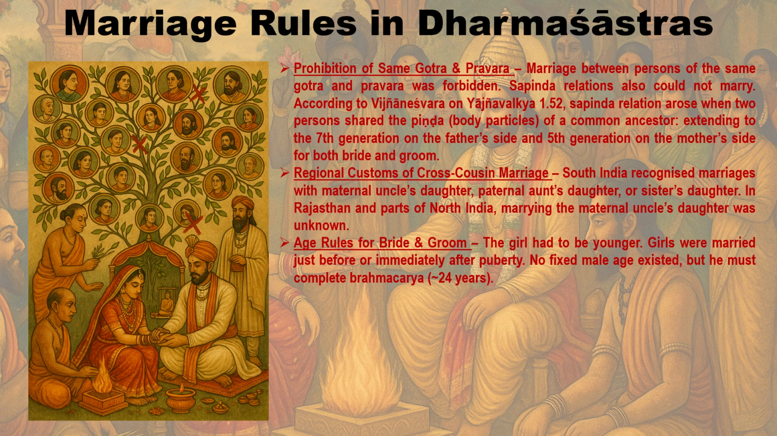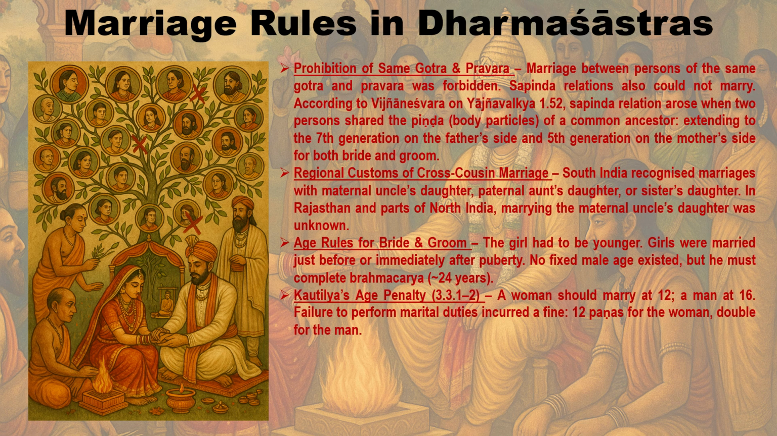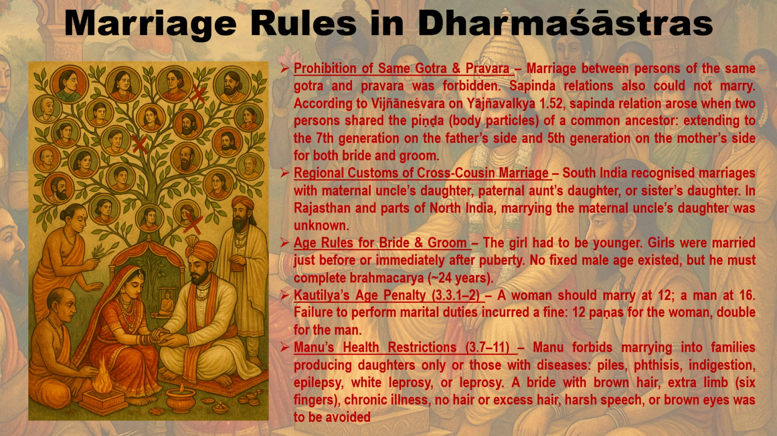No fixed male age existed, but he must complete brahmacharya, which was approximately 24 years of age. A woman should marry at 12, a man at 16, as has been stated by Kautilya. Failure to perform marital duties incurred a fine, 12 panas for the woman, double for the man.